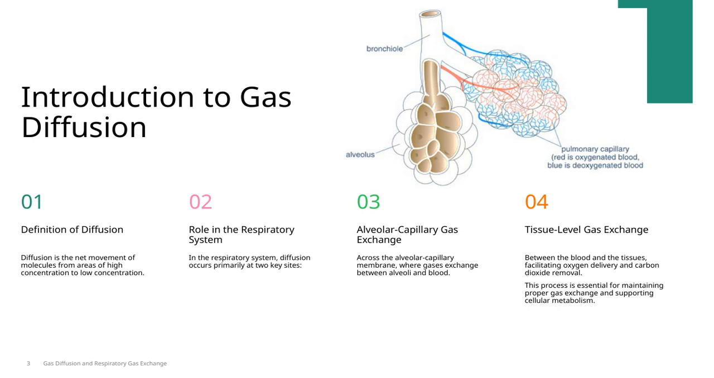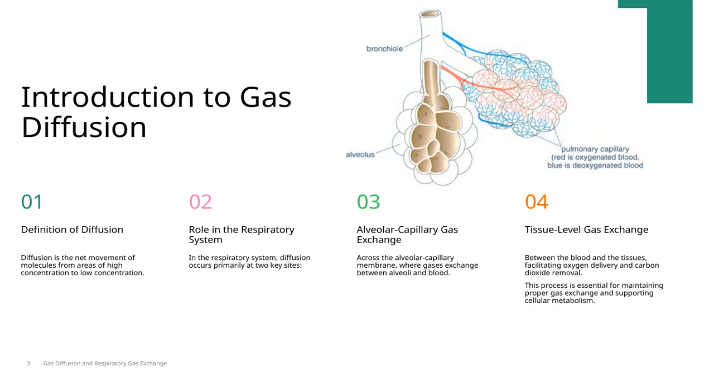In the respiratory system, diffusion primarily happens at two important sites. The first is the alveolar capillary membrane. Here, oxygen from the inhaled air passes through the thin alveolar walls and enters the blood, while carbon dioxide moves from the blood into the alveoli to be exhaled. This exchange is vital for oxygenating our blood and removing waste gases.